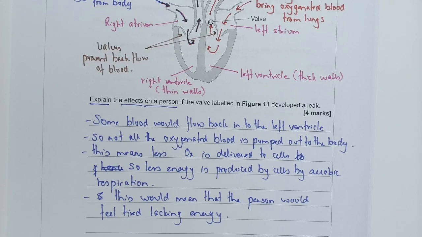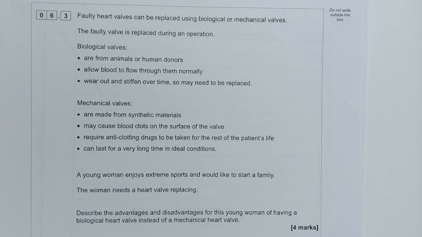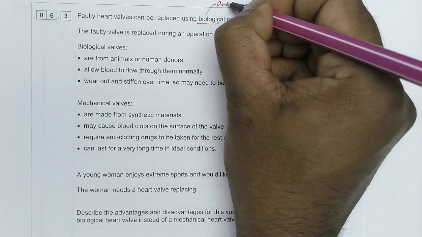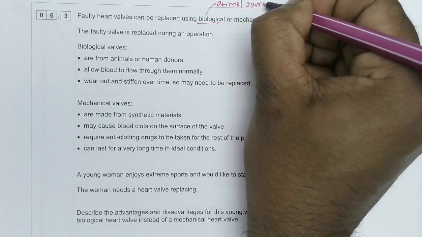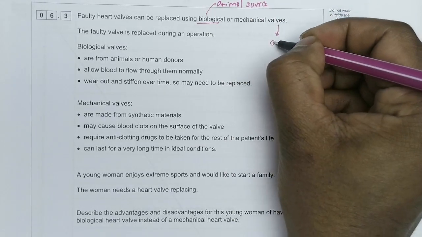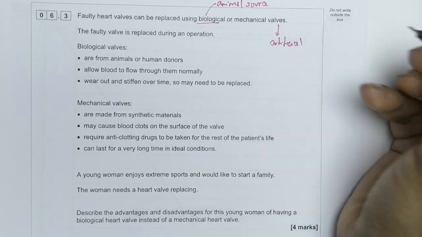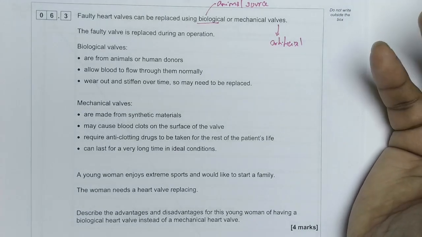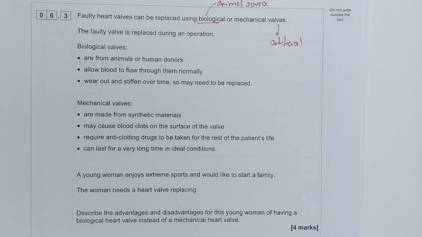Moving on to the next part of the question, the last question in this exam paper, question 6.3. Faulty heart valves can be replaced using biological or mechanical valves. Biological valves are those coming from an animal source, including humans. Mechanical valves are basically artificial ones. So when I say animal source, it includes humans, meaning the heart donated by human donors, or from animals, meaning a pig's heart, which can also be used.